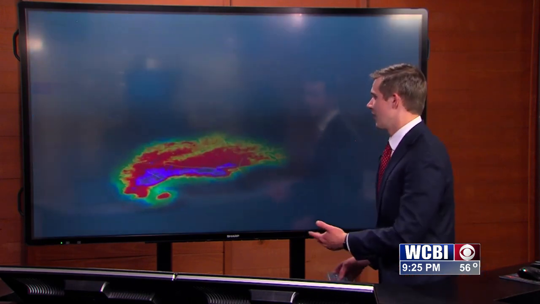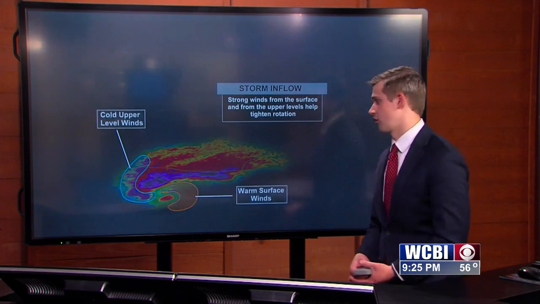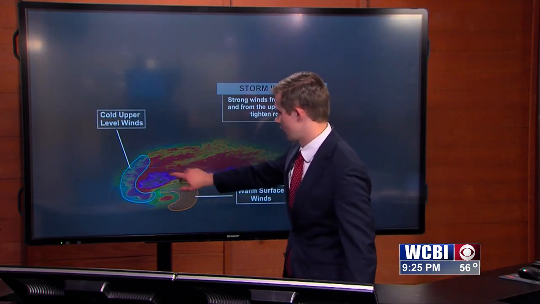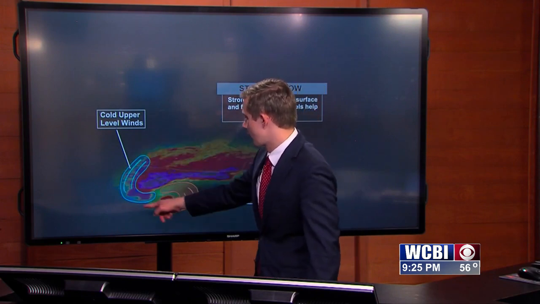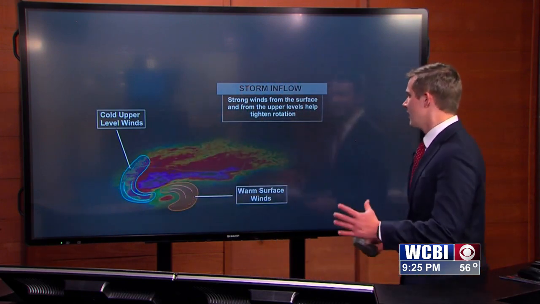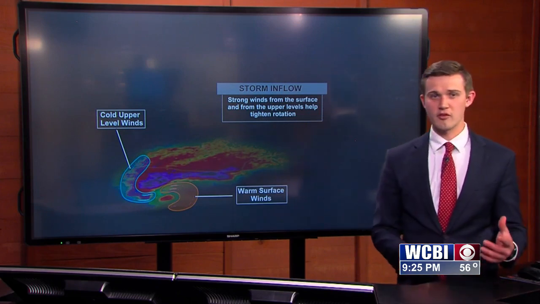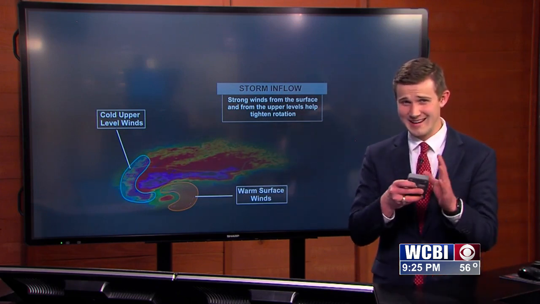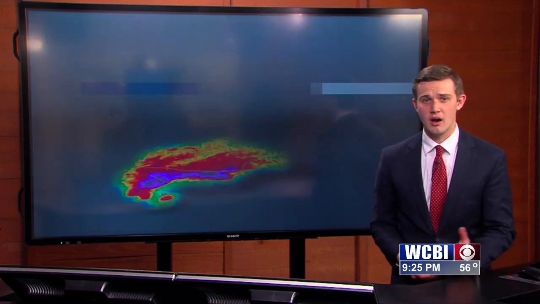Number two, to any supercell signature, you're going to get your warm surface winds that are flowing inward into the storm, and then you've got cold upper level winds that are flowing around the backside here. And those strong winds, from the surface and from the upper levels, both work together to tighten up that rotation, especially when it comes to tornado formation within a supercell.